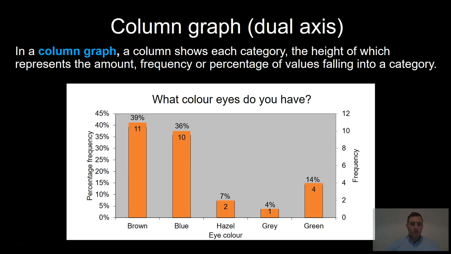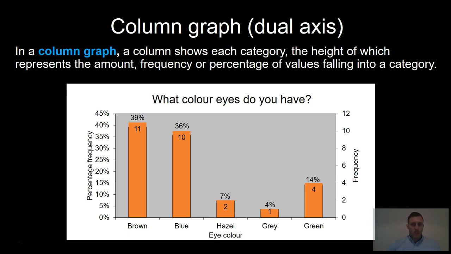In a column graph, a column shows each category, the height of which represents the amount, frequency, or percentage of values falling into a category. This is actually a column graph. It's what we call a dual axis column graph because we are showing on the same graph the percentage frequency and the frequency. So we have the axis on the left and on the right with numbers along it.